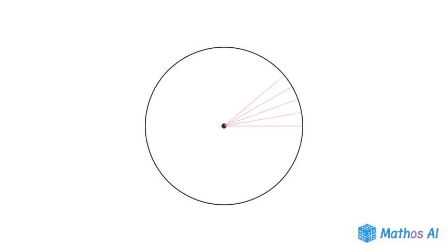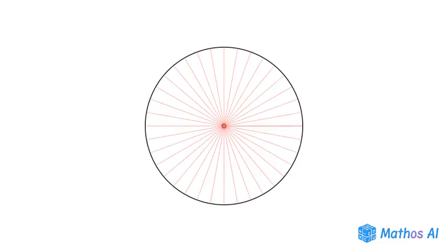First, let's look at degrees. Imagine a full circle as a complete journey divided into 360 equal slices. Each slice is a degree. Now, meet radians. Radians are based on the circle's own radius. A 1 radian angle is formed when the arc length equals the radius.